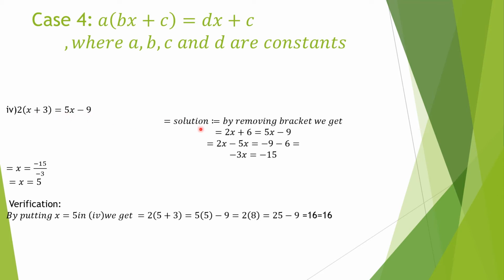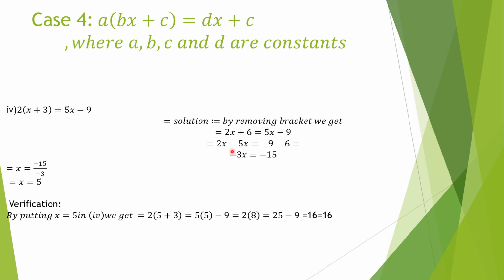Solution is first by the BODMAS rule. On the left hand side there is a bracket. By removing the bracket we get 2 multiplied by x, 2x, plus 2 into 3 is 6. 2x plus 6 is equal to 5x minus 9.